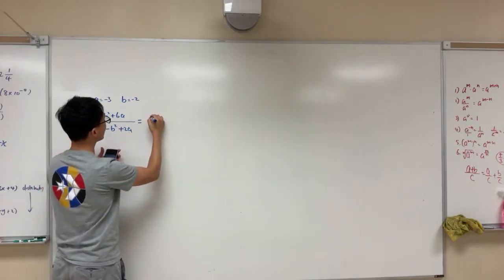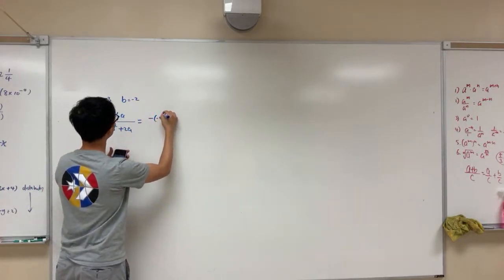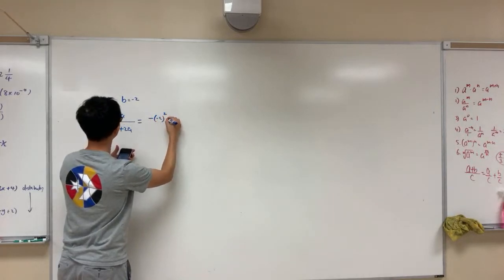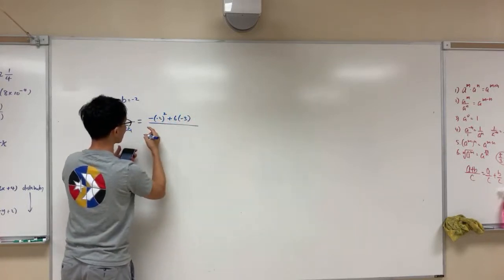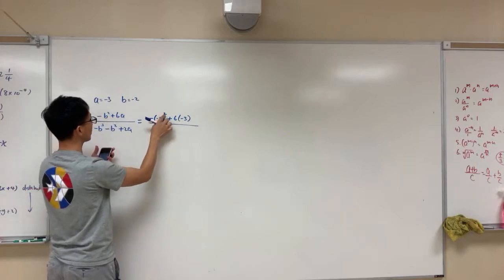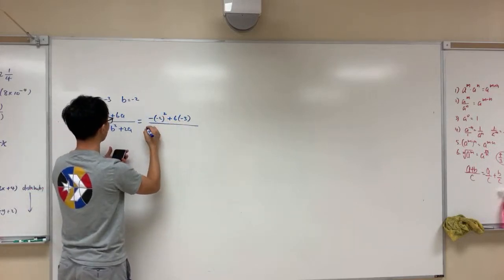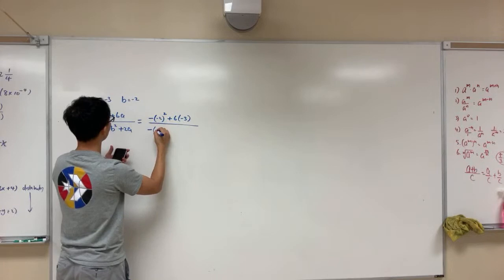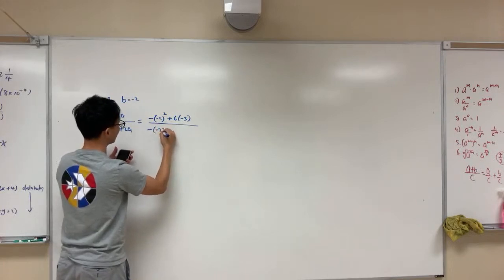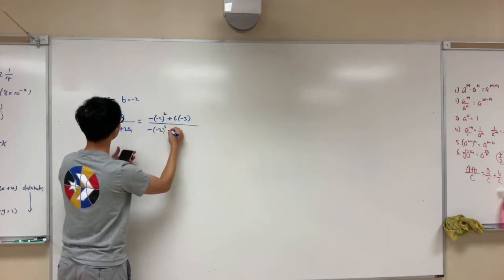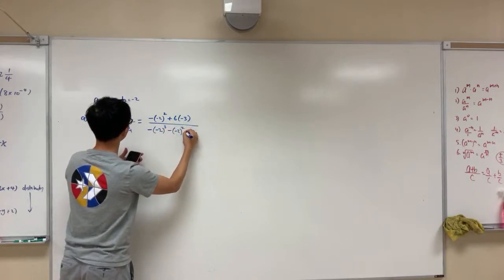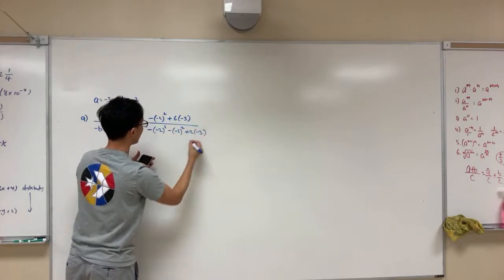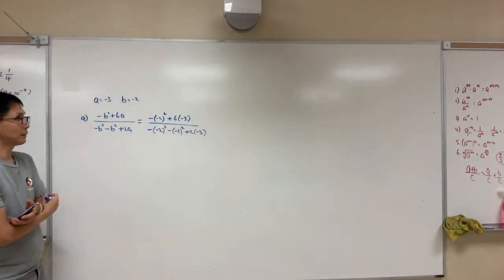So b is going to be negative 2 squared plus 6 times a, which is negative 3. Now I just substitute that: negative b squared plus 6 times a. Good. Negative, negative 2 to the 3rd power, minus b, which is negative 2 to the 2nd power, plus 2 times negative 3. And that's the stuff I'll write down.